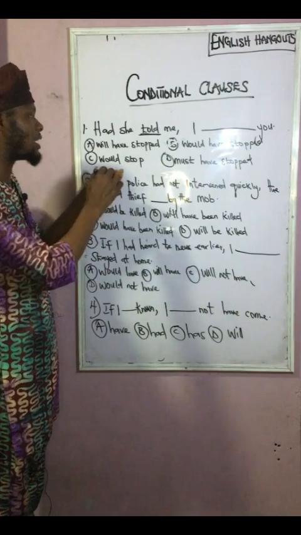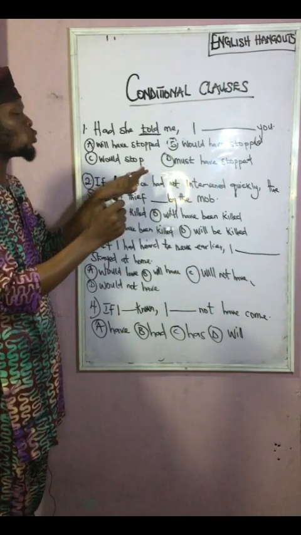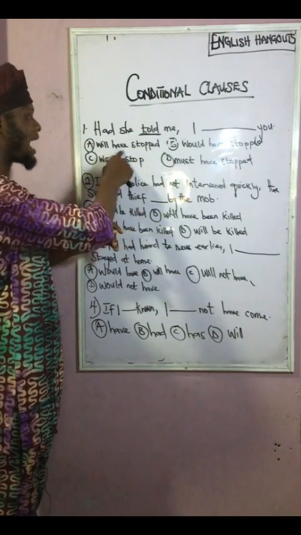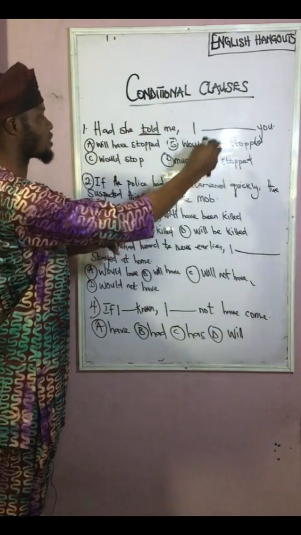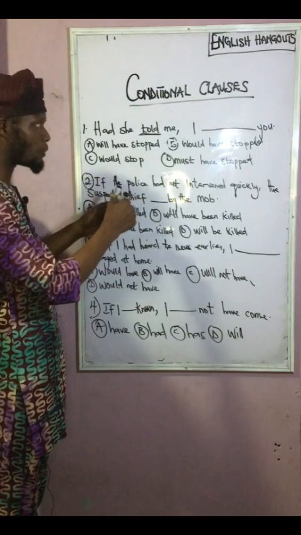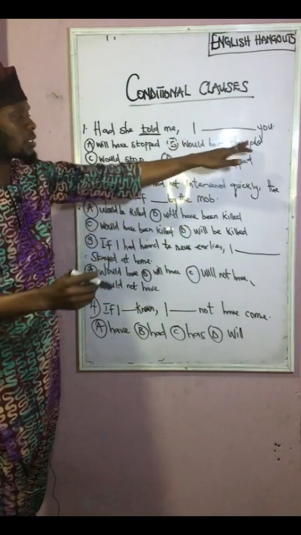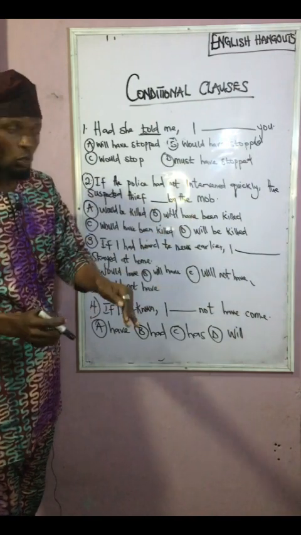The verb after this should also be in the past and not will stop. It should be what? Will have stopped, not must have stopped, and not would stop. The appropriate answer here is B, would have stopped. That is for question 1.